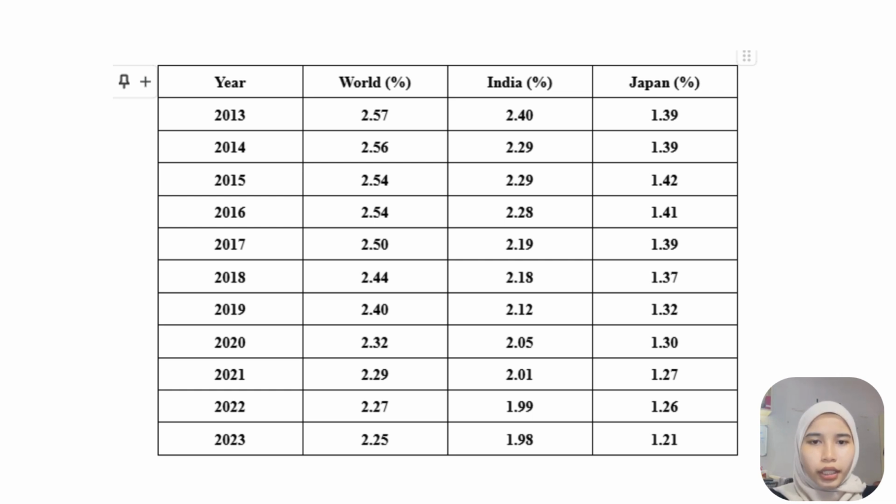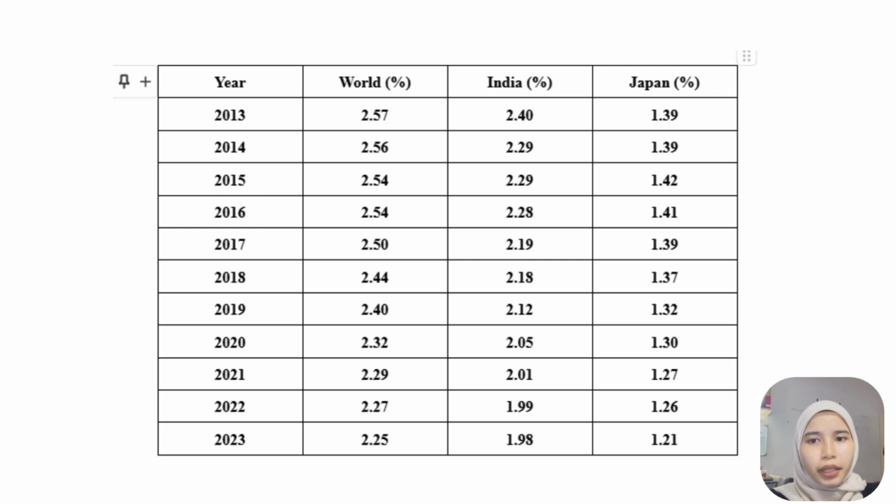In 2013, India's fertility was around 2.5 births per woman, similar to the global average. Over the years, India's fertility rate has decreased to 2.2 births per woman. Despite this decline, India's fertility rate remains relatively high, which is significant for one of the world's most populous countries.